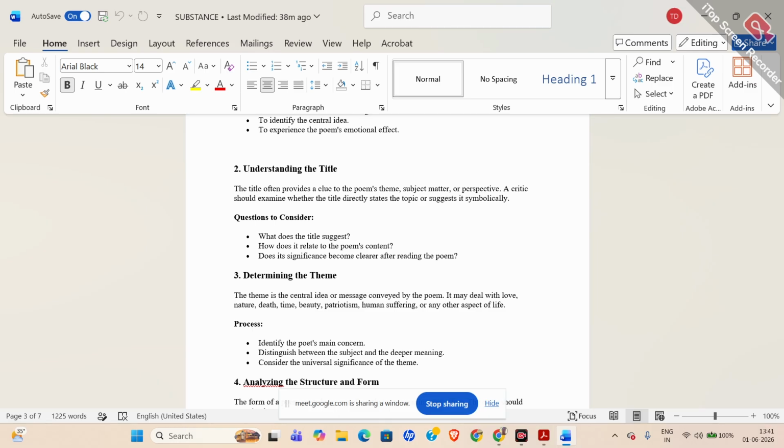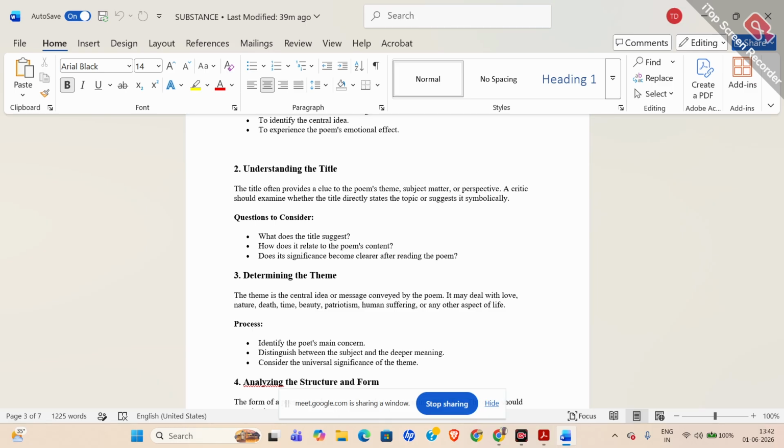should examine whether the title directly states the topic. টাইটেলটা is it reflecting the topic that has been chosen by the poet and suggests it symbolically, or whether it is suggestive. The language employed is kind of indirect. Symbolical representation is to be found. Questions to consider: what does the title suggest?